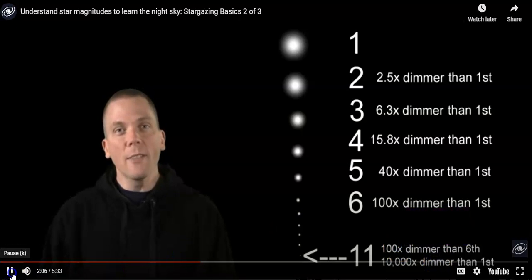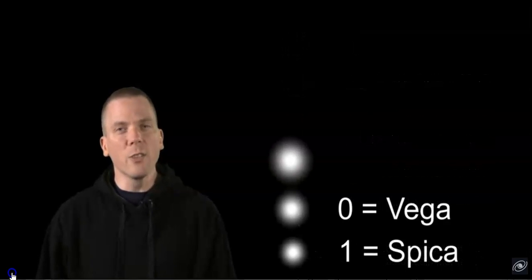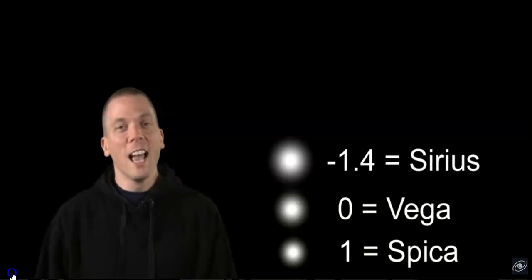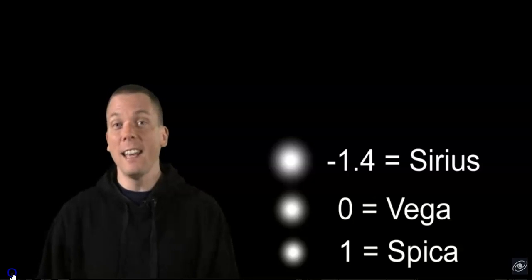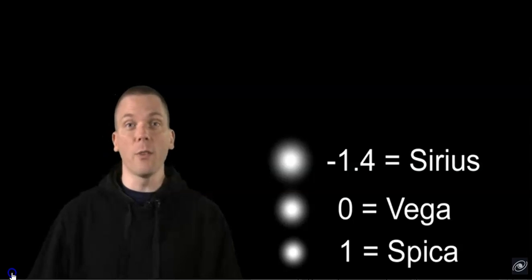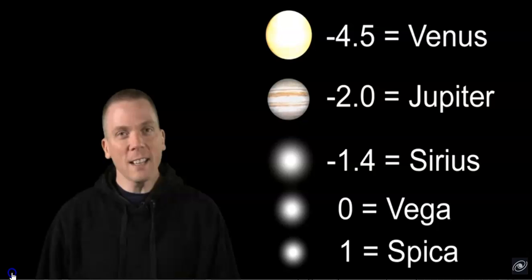In the other direction, we have some objects that are brighter than 1st magnitude stars. Hipparchus actually fudged the numbers a bit. The star Sirius in the winter sky is definitely brighter than most other bright stars, and it shines at magnitude negative 1.4. The planet Jupiter is even brighter than that, often appearing at around magnitude negative 2, and Venus, brighter still, typically around negative 4.